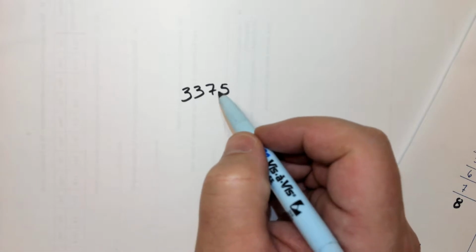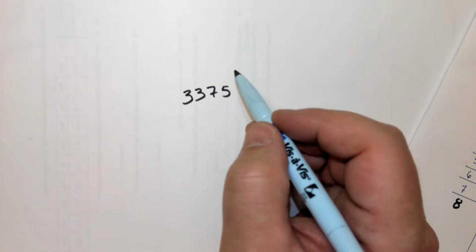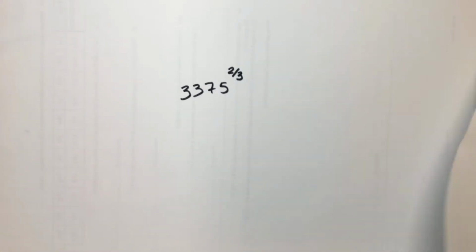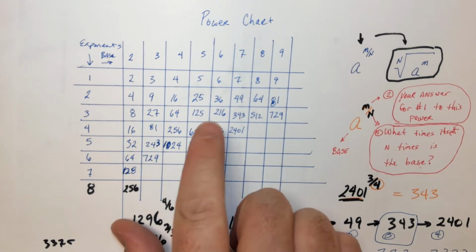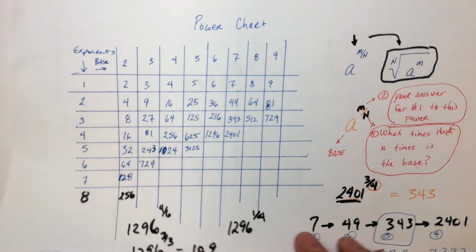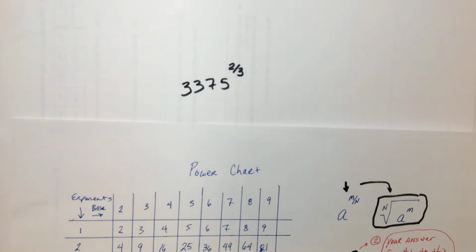3375 to the power of 2/3. That's nasty. Okay. Now I promise you that without a calculator, using this chart, we can do it. Without a calculator? Yes, I'll walk you through it. I promise you. What's the problem again?